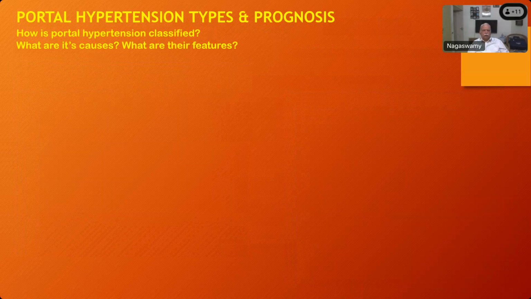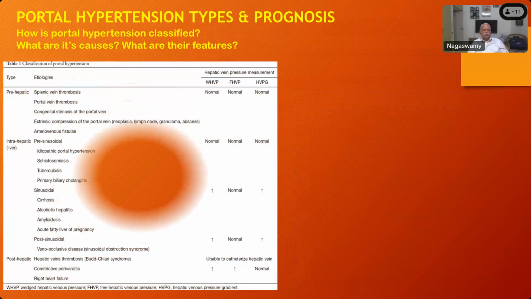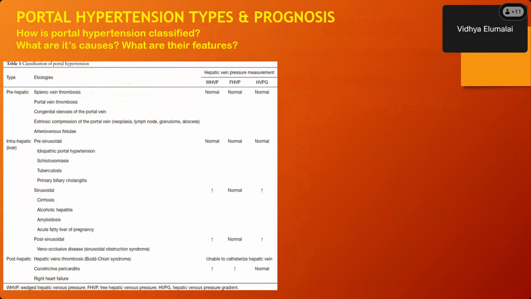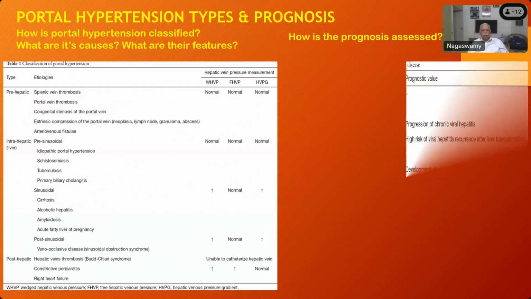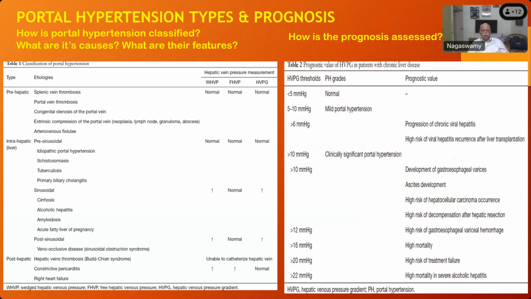And portal hypertension types, I'm rushing through because my headphone may conk anytime. Okay, sir. It is classified in these various groups of what are all the causes. It can be pre-hepatic, intrahepatic, or post-hepatic. And how the prognosis is assessed based on the gradient.